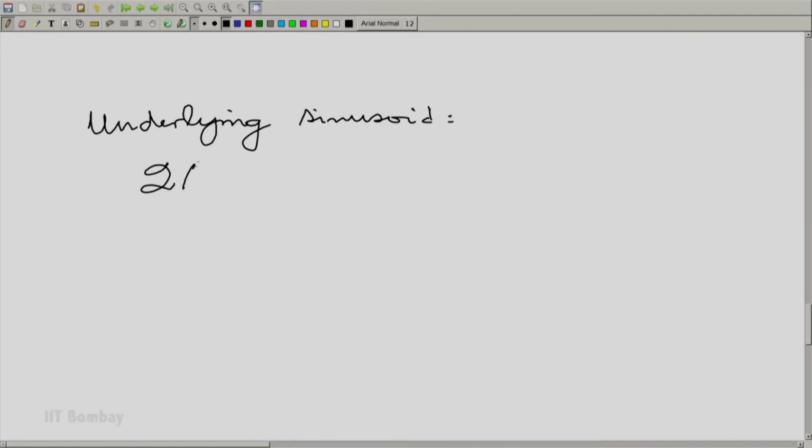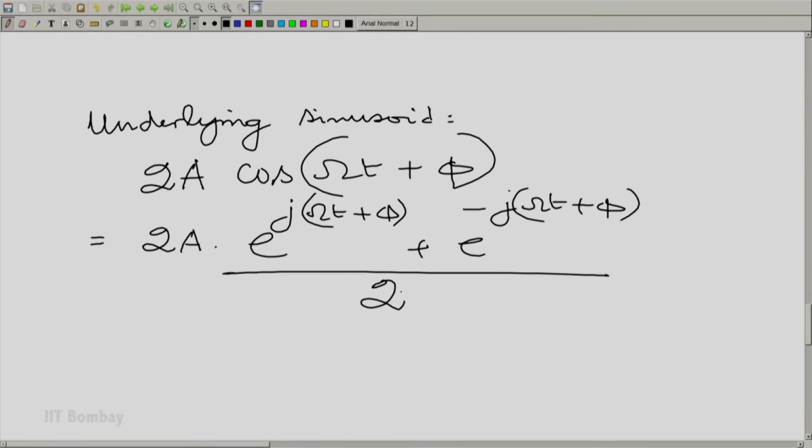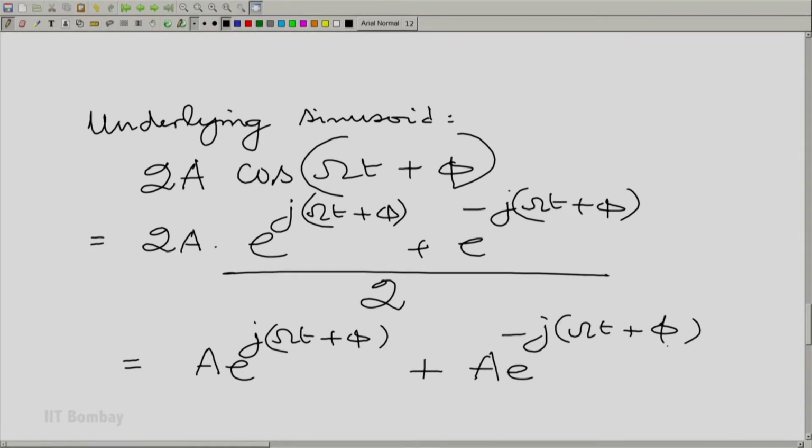So, I need to look at any one of them. In fact, let us look at the sinusoid, underlying sinusoid as we call it. So, if you take the underlying sinusoid here, which we could write as, well, A cos(omega t plus phi). Now, you see, the beauty is that you could write this as 2A times, e raised to the power j(omega t plus phi) plus e raised to the power minus j(omega t plus phi), divided by 2, and that is A e raised to the power j(omega t plus phi) plus A e raised to the power minus j(omega t plus phi).